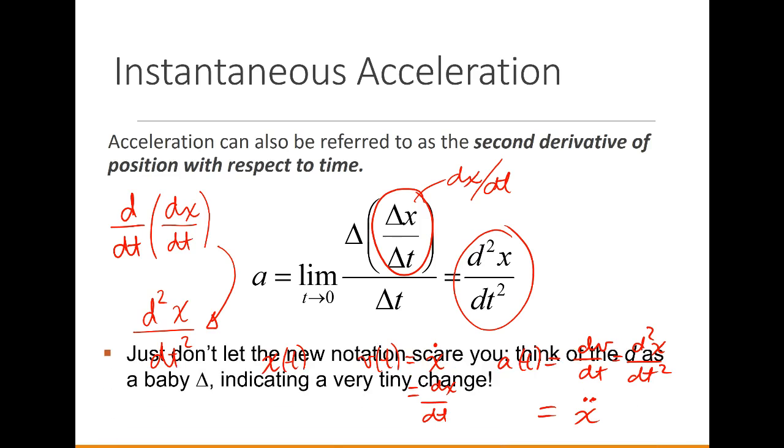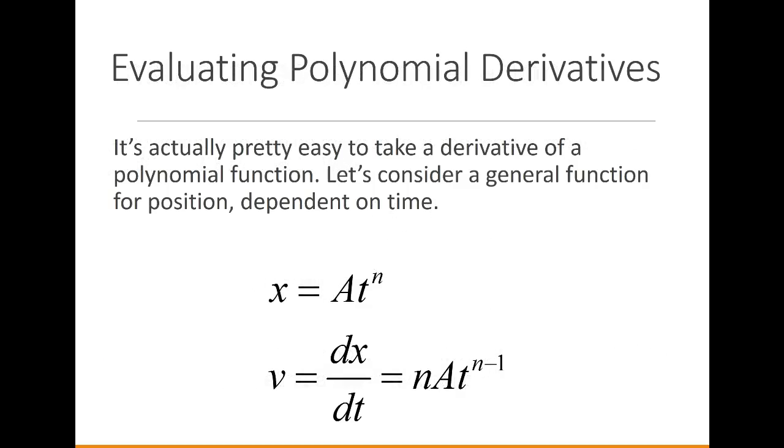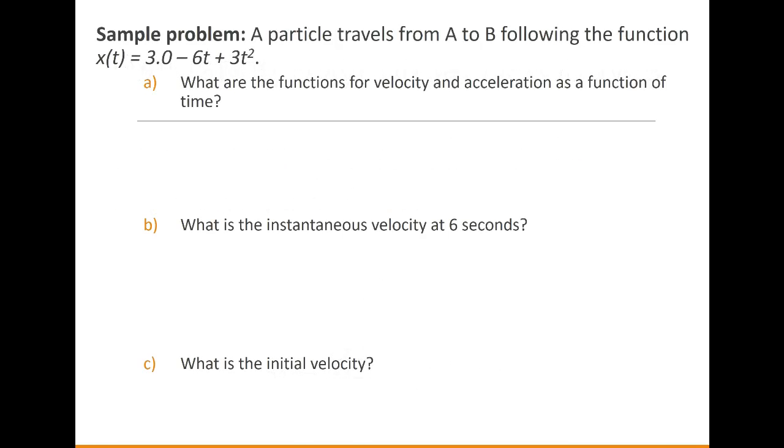Okay, so I kind of wrote over this, but think of the d as a baby delta, indicating a very tiny change. All right, so how do you do derivatives? Well, it turns out that there are some very easy rules, and this first one is called the polynomial, or the power rule. So if we have a function x is equal to a t to the nth power, then the derivative of that is n a t to the n minus 1. And we're not going to prove this in this course, but you could do so using properties of derivatives and limits. And we're just going to use it.